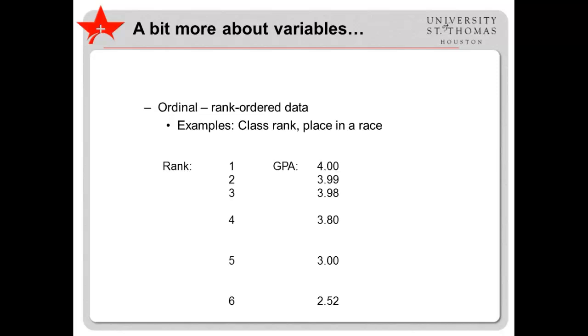The next type is ordinal variables, which represent rank-ordered data. For example, class rank, or the place that one finishes in a race, first, second, third, etc., are ordinal variables. With ordinal variables, the numbers assigned to each person have some meaning, as 1 is greater than 2, which is greater than 3, etc. However, ordinal variables are somewhat limited, as the space between each person's rank might be very different. For example, the difference between the top 2 students in a class, ranked 1 and 2, might be a matter of a few hundredths percentage points. In contrast, the difference between students ranked 5 and 6 might be much larger.